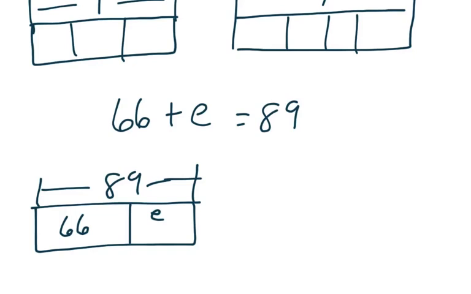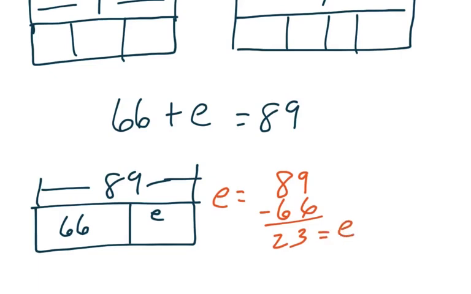Well, in order for us to figure out what E is, we have to subtract. So 89 minus 66 is 23. And you remember I put up here to the side that E equals 89 minus 66, and we see that 23 equals E, or E equals 23. So here in this little box I can put 23 for that missing part, or what E is equal to. So we know that 66 plus 23 is 89.